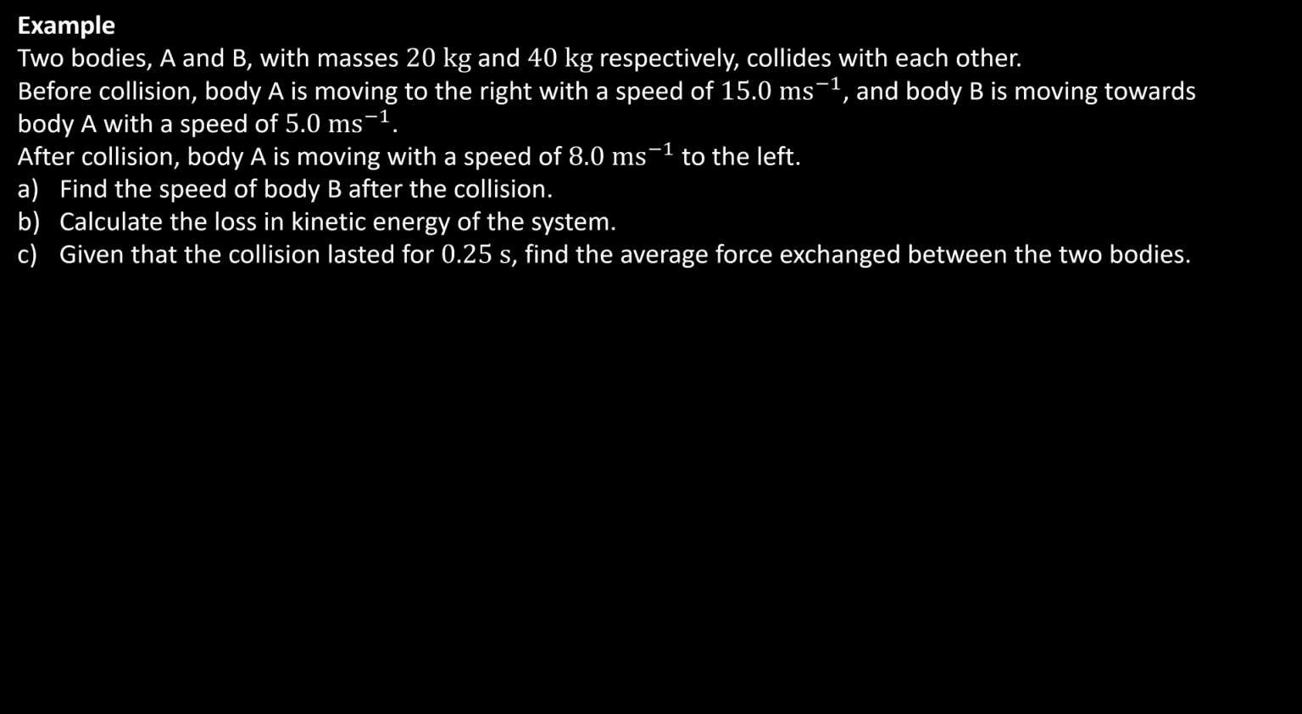In this video, we are going to look at this example. Two bodies, A and B, with masses 20 kilograms and 40 kilograms respectively, collide with each other. Before collision, body A is moving to the right with a speed of 15.0 meters per second, and body B is moving towards body A with a speed of 5.0 meters per second. After the collision, body A is moving with a speed of 8.0 meters per second to the left.